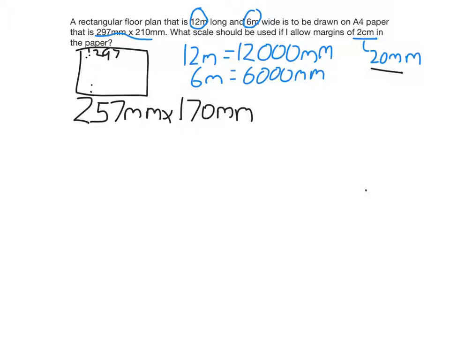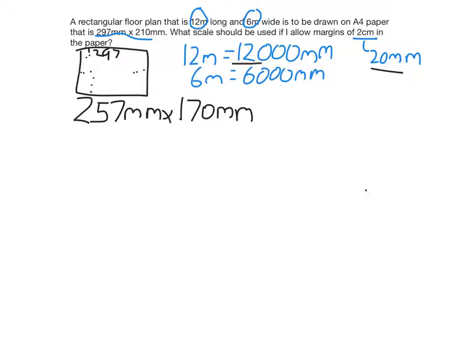And the same for going across. I'm going to lose 20 millimeters here, 20 millimeters there, so I subtracted 2 lots of 20 millimeters. Okay, so the third step: divide the size of the real object by the size of the space for drawing in both directions to obtain a scale factor for each direction. So what does that actually mean?